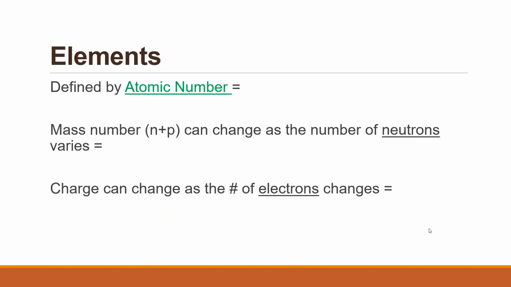So the element is going to be defined by the atomic number. That is the number of protons. Carbon always has 6 protons. If you add 2 protons, that carbon's no longer carbon and is now oxygen, because oxygen always has 8 protons. The mass number, or the atomic weight, is the number of neutrons plus protons, and that can change as you vary the number of neutrons. These are isotopes. Isotopes are important for things like radioactivity. And then the charge can also change as the number of electrons changes.